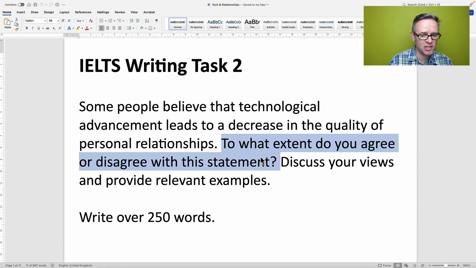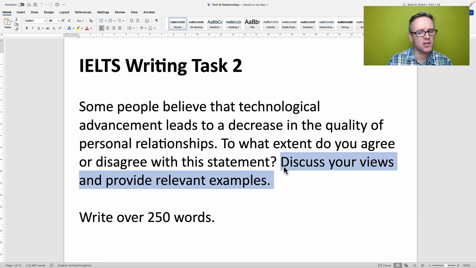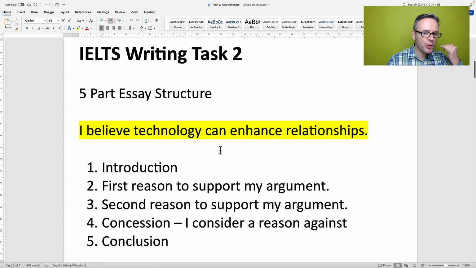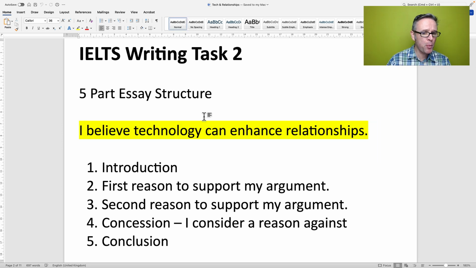To what extent? How much do I agree or disagree with this statement? That technology is basically spoiling personal relationships. Discuss your views and provide relevant examples, and remember the essay needs to be over 250 words. I am going to use the 5-part essay structure, and I have decided in yellow that my point of view is I believe technology can enhance relationships.